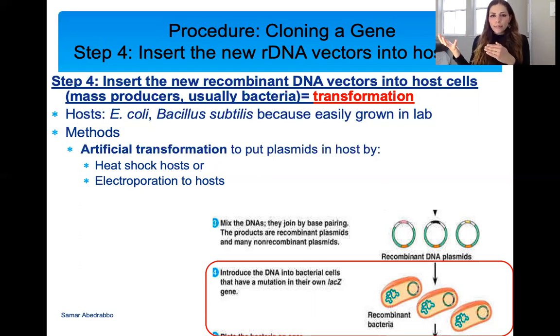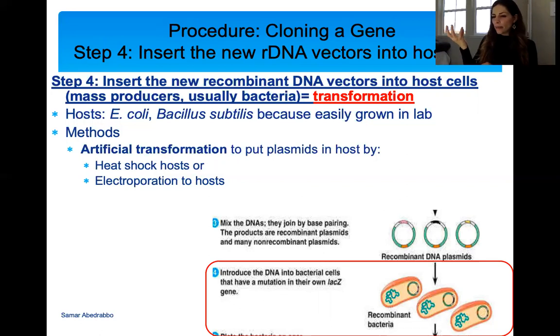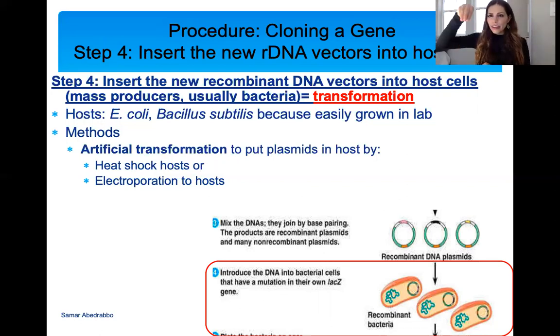Two examples of being able to do that: you can heat shock the host, the bacteria. Heat shock is basically taking the bacteria, sticking them in warm water, then ice, then warm water, then ice. This makes the plasma membrane a little bit fluid, and then they can take up the plasmid.